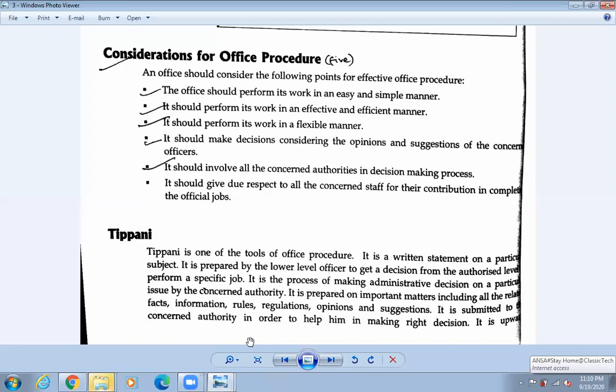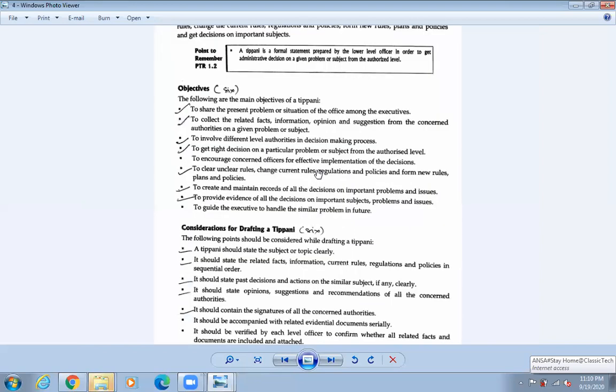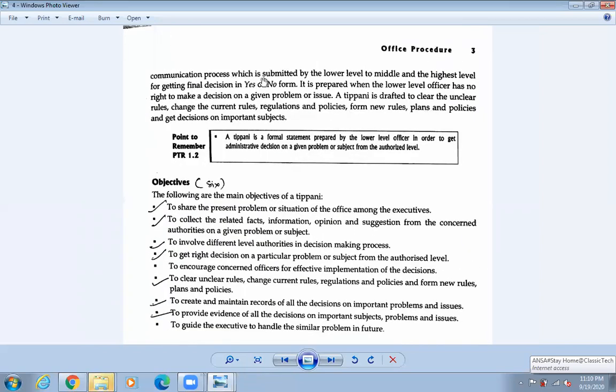So it is submitted to the concerned authority in order to help him in making the right decision. So it is an upward communication process which is submitted by the lower level to the middle level and the highest level for getting the final decision in yes or no. Okay, so we need files, yes or no. So it should be communicated from the lower level because who needs all of that? So they are needed by the lower level.